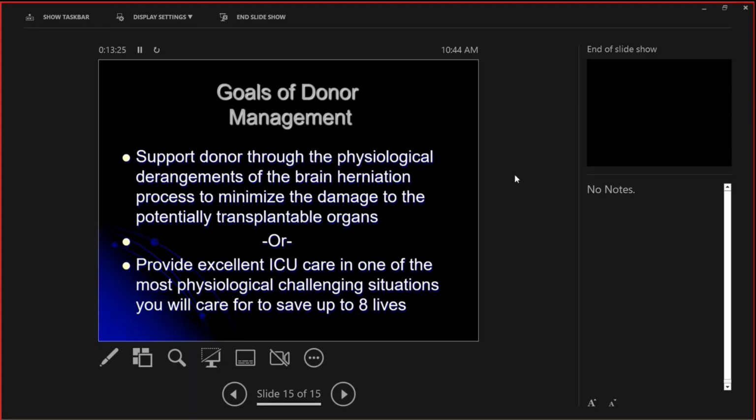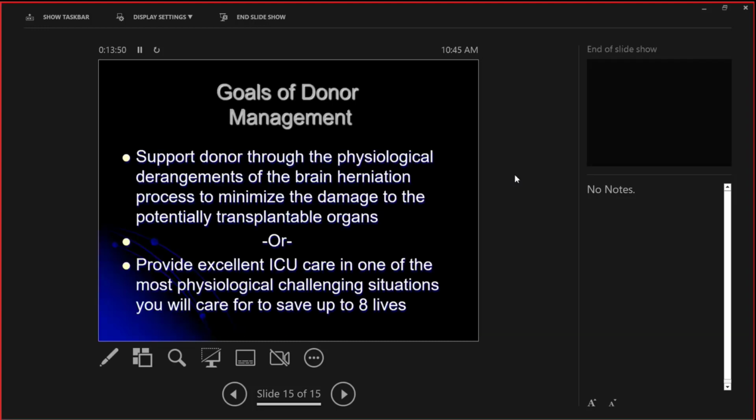So the goals of donor management then are to support the donor through the physiological derangements of the brain herniation process to try to minimize the lack of oxygen damage to the potentially transplantable organs. Or in other words, you want to just provide excellent ICU care in one of the situations that's probably the most physiologically challenging, so you can actually save up to 8 lives.